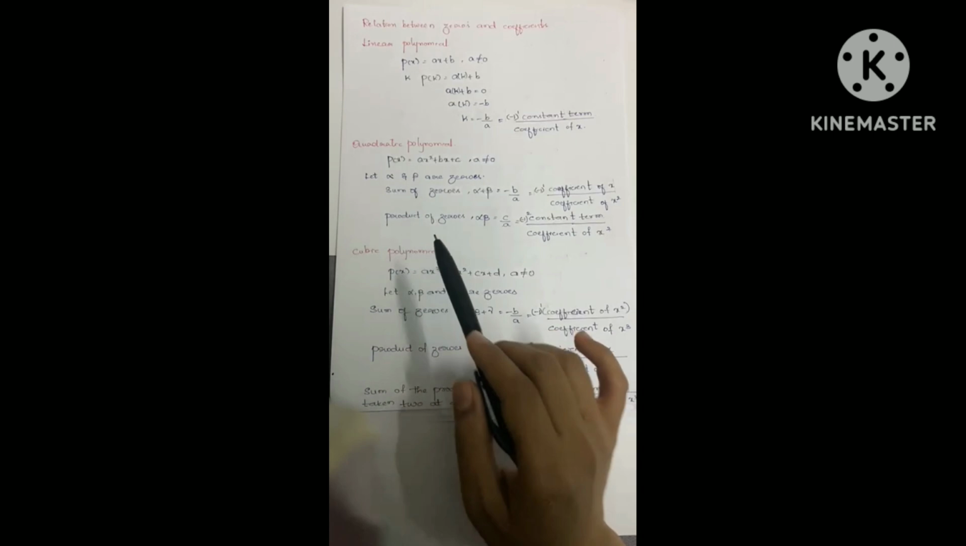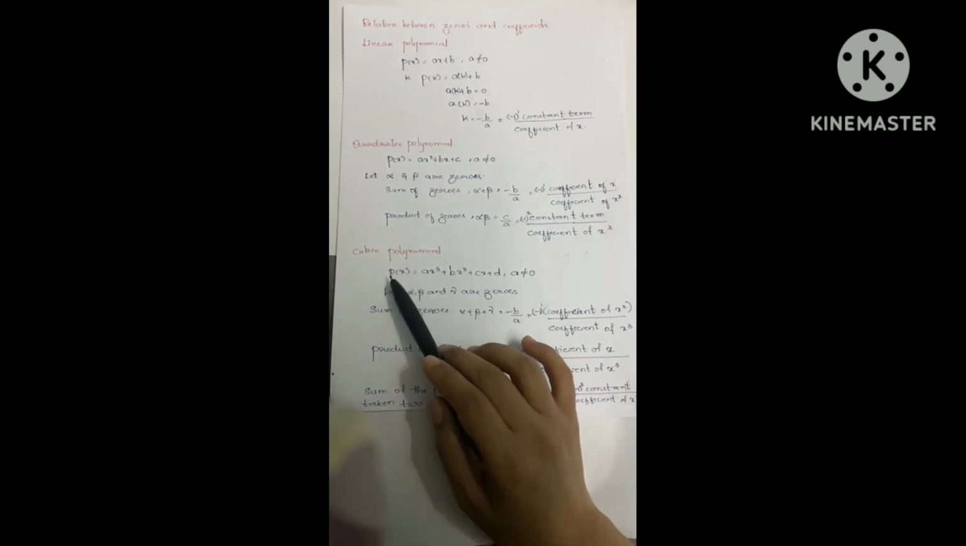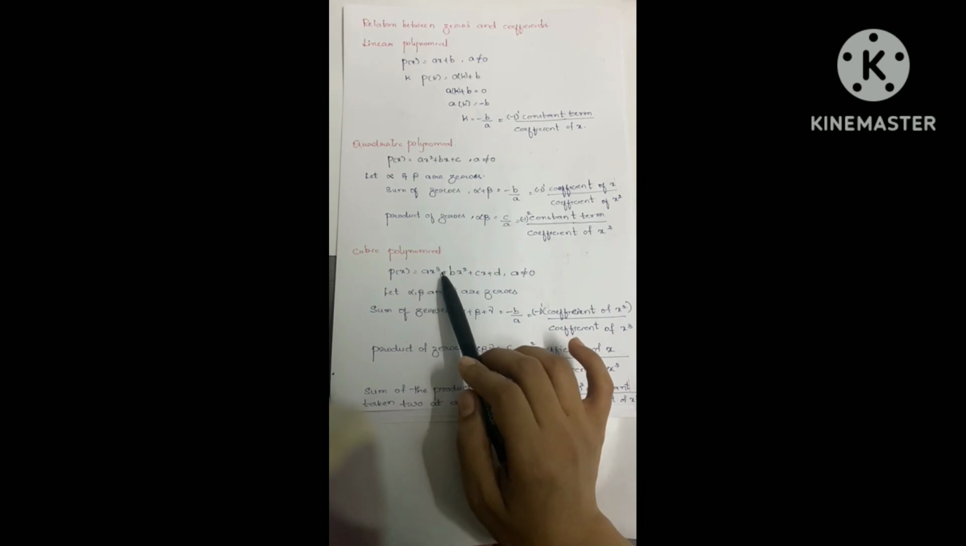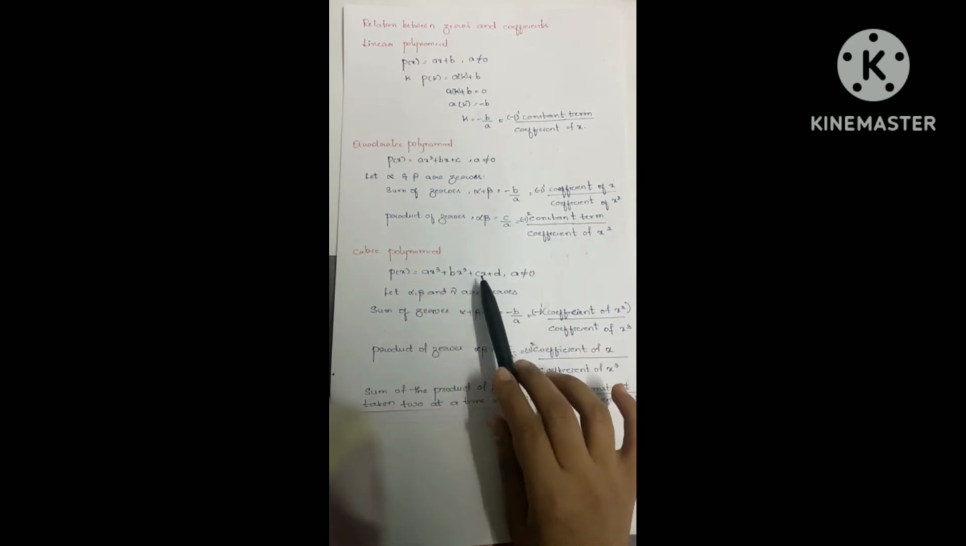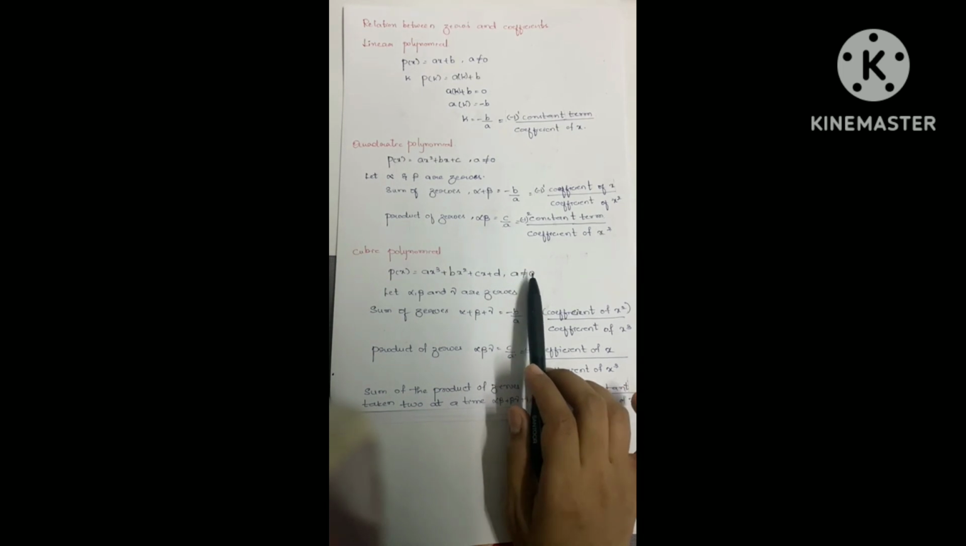Next, for the cubic polynomial, the standard form for the cubic polynomial is p of x is equal to ax cube plus bx square plus cx plus d, where a is not equal to 0.